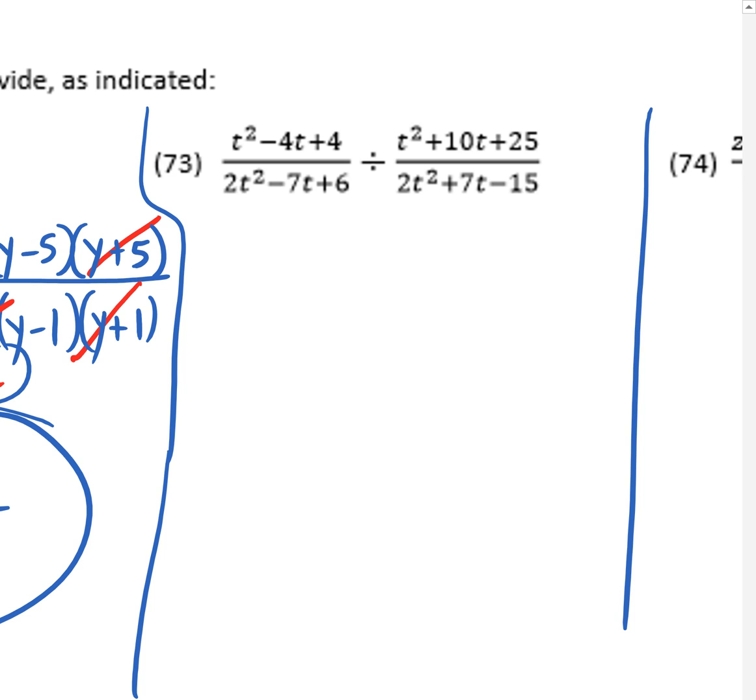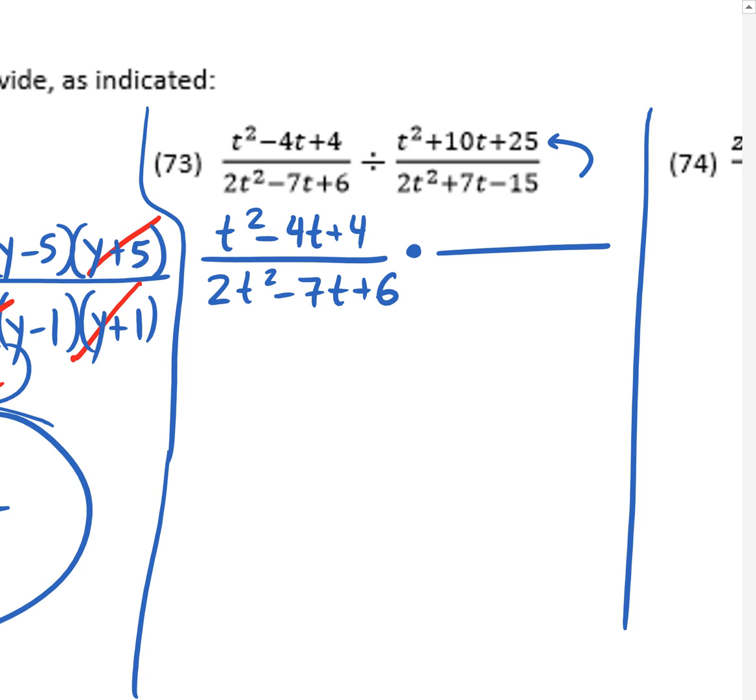So this one, the first thing I need to do is, since it's division, before I even try to factor, because I don't want to confuse myself, I'm going to rewrite the first one exactly the same. But now we're multiplying by the reciprocal of the second one. Remember, you flip the second one upside down and multiply. Now its old denominator is its numerator, and its old numerator is its denominator.